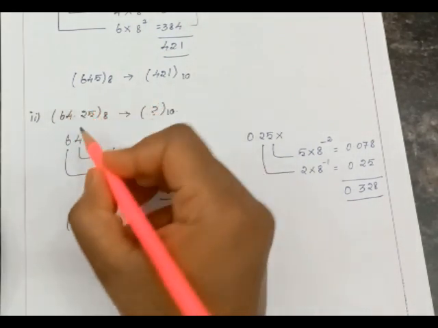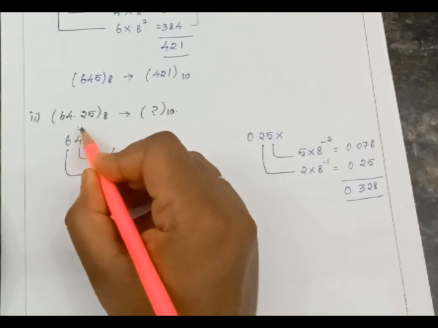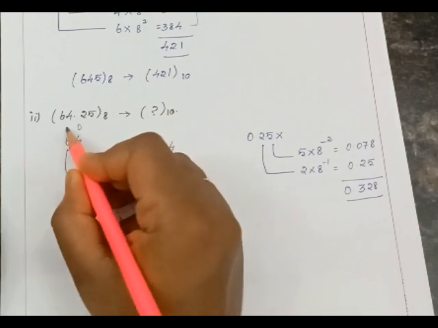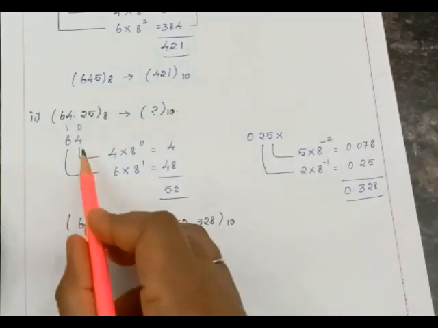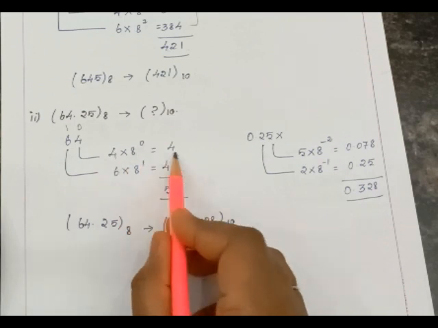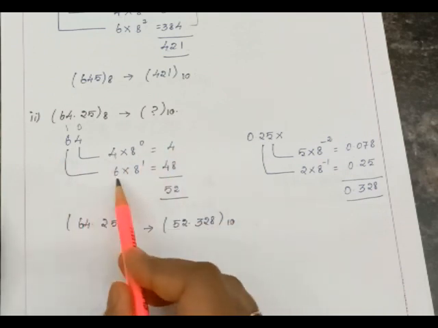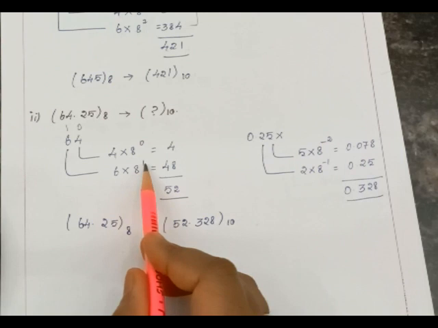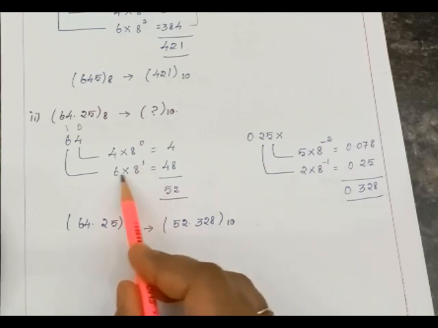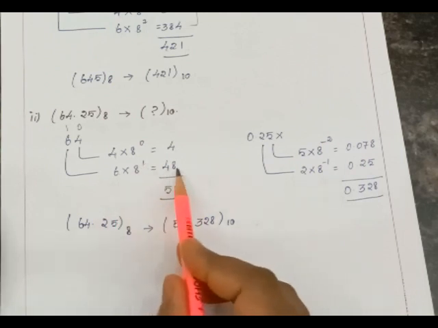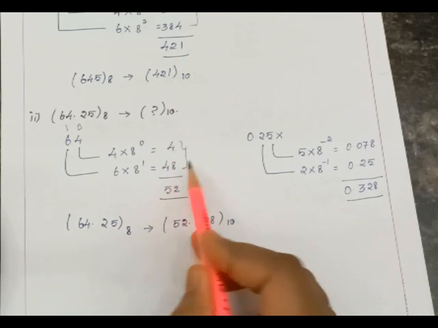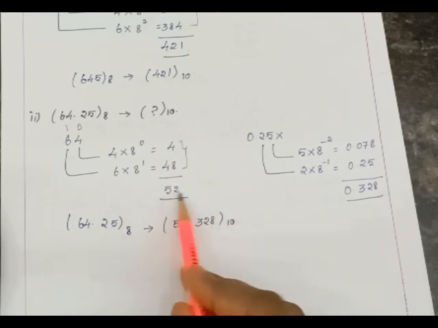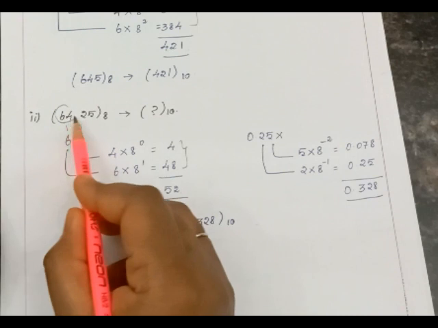So for this 4 the place value will be 0, and for this 6 the place value is 1. So that is 4 into 8 power 0, which is equal to 4, and this 6 is multiplied with 8 power its place value, that is 8 power 1, 6 into 8 power 1 equal to 48. So adding these two we are getting 52. This is the equivalent value for this whole number.